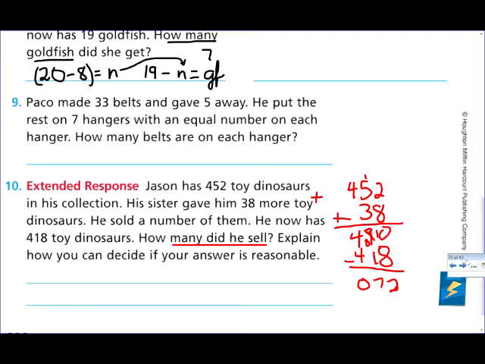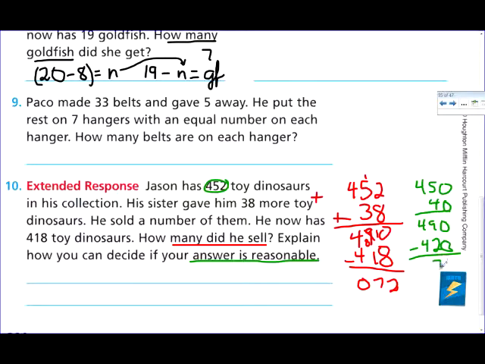Now let's change color, and we need to explain how you can decide if this is reasonable. One way you can do this is to estimate. 452 is closest to 450. 38 is closest to 40, and that equals 490 minus 420. 9 minus 2 is 7. Is 72 a reasonable answer with our estimate? Yes. So, is our answer reasonable? Yes, it is. Explain because.